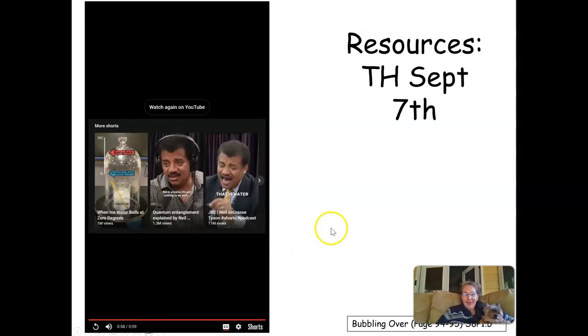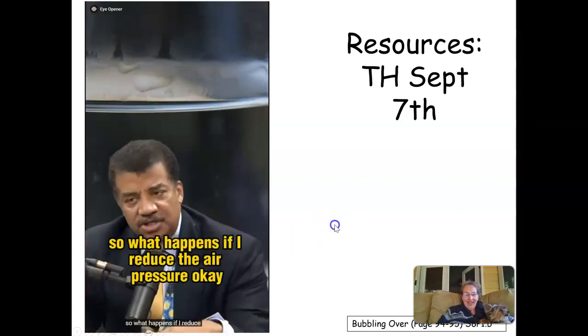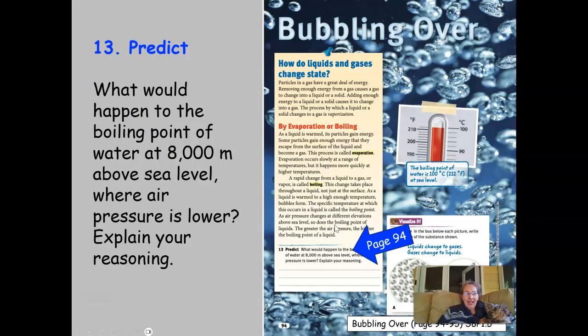Boy, that was fast. All done there. So, your question, number 13. What would happen to the boiling point of water at 8,000 meters above sea level, where air pressure is lower? Explain your reasoning. So make sure to use words in your explanation like pressure, molecules moving, slowing down, changing state.